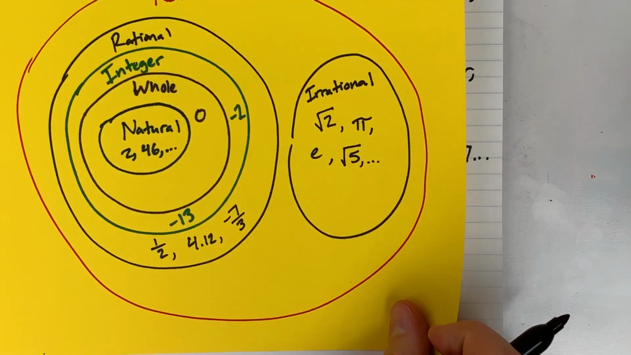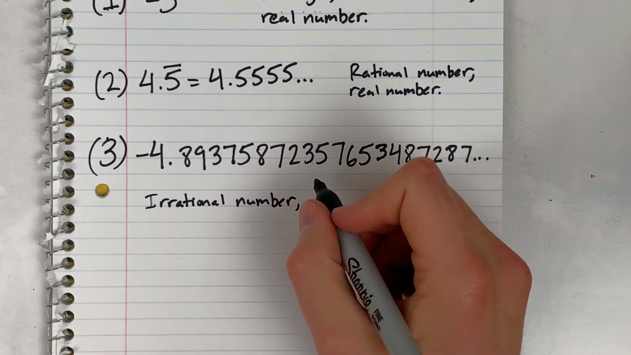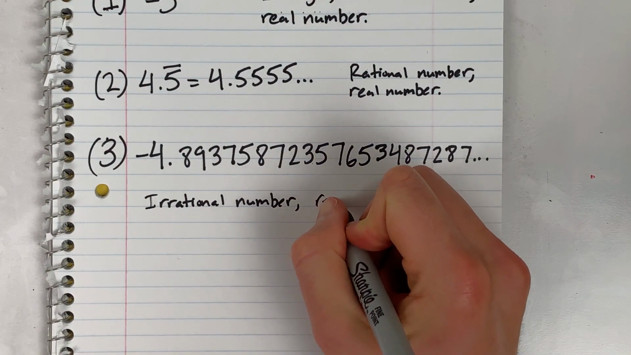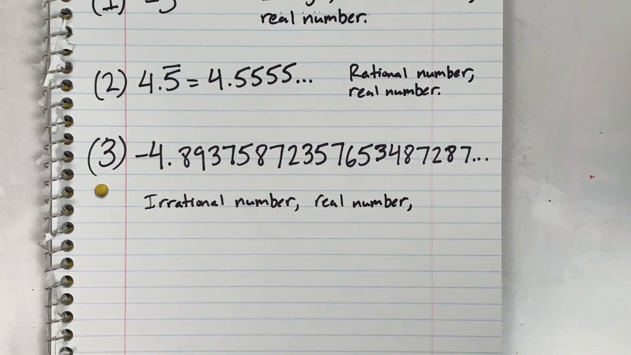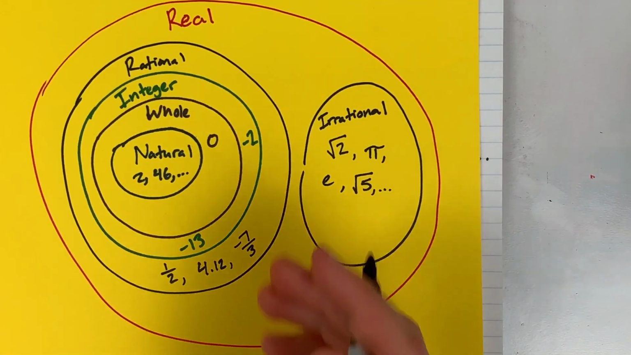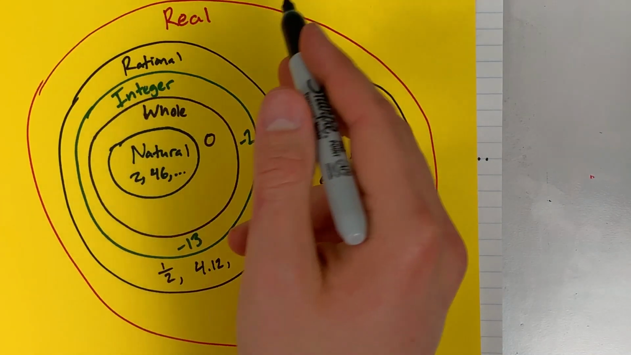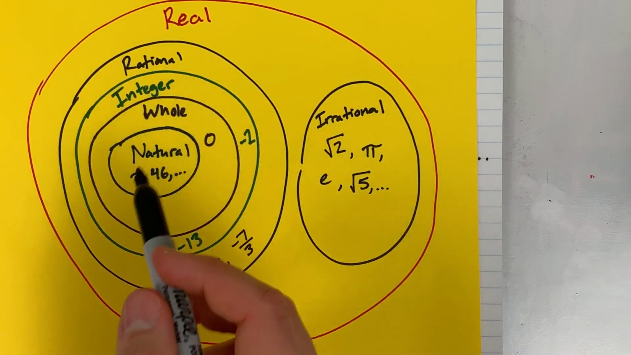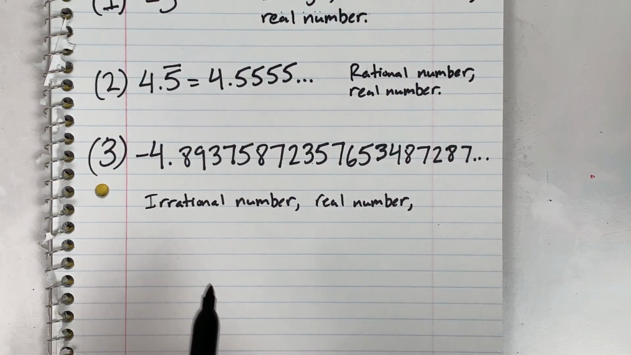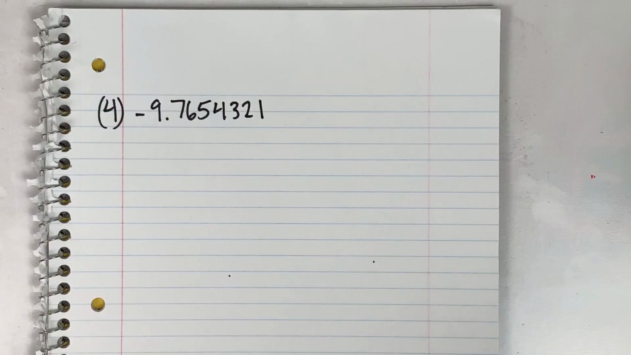And based on our picture, since it's an irrational number, it's also a real number. And we know that's it because we see that the irrational numbers do not intersect with any of our other numbers except for the real numbers. Meaning if it's irrational, it's not rational, an integer, a whole number, or a natural. So our number here is an irrational number and a real number, and those are the only ways to classify it.